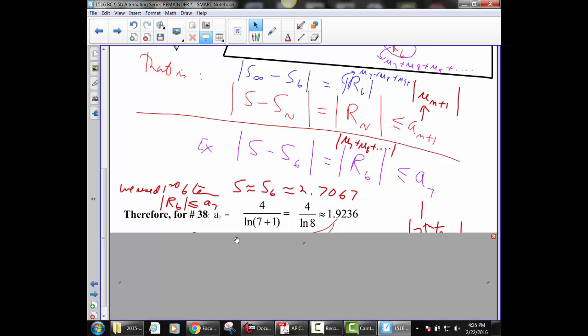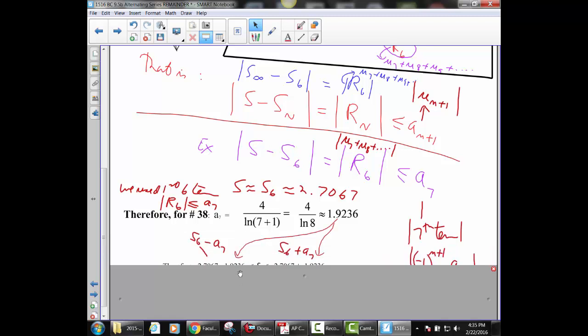Okay, so if you look at something like number 37, it turns out that the seventh term, so if I did this, S is approximately S6, and we use the first 6 terms to evaluate. I'm not showing you that here, but if I took this question and just wrote out the first 6 terms and added them together, I would get this approximation. Now, because I used the first 6 terms, the absolute value of the remainder of those 6 terms is less than or equal to the absolute value of the 7th term, or A7. So what is A7 in number 38?